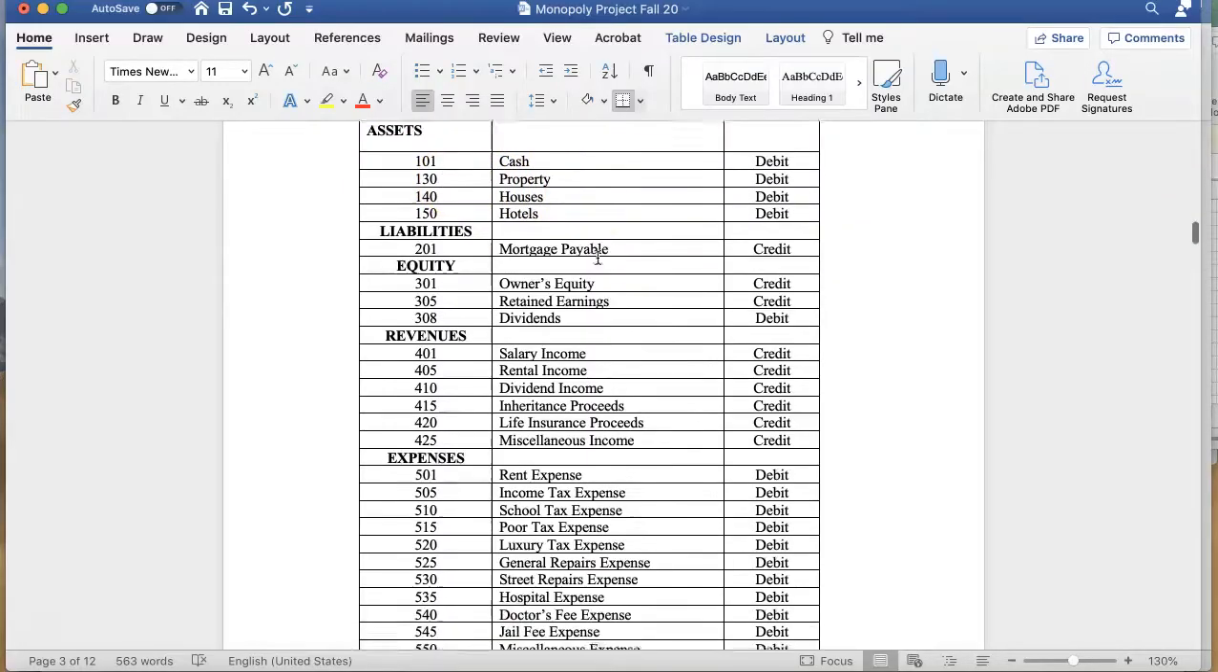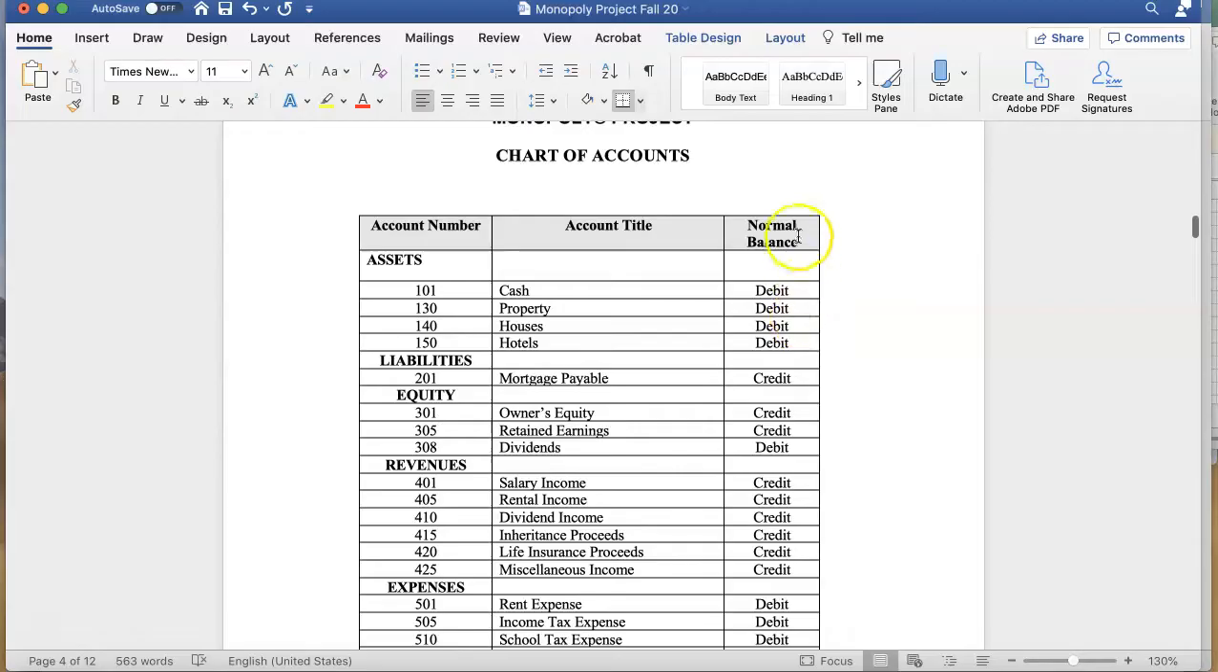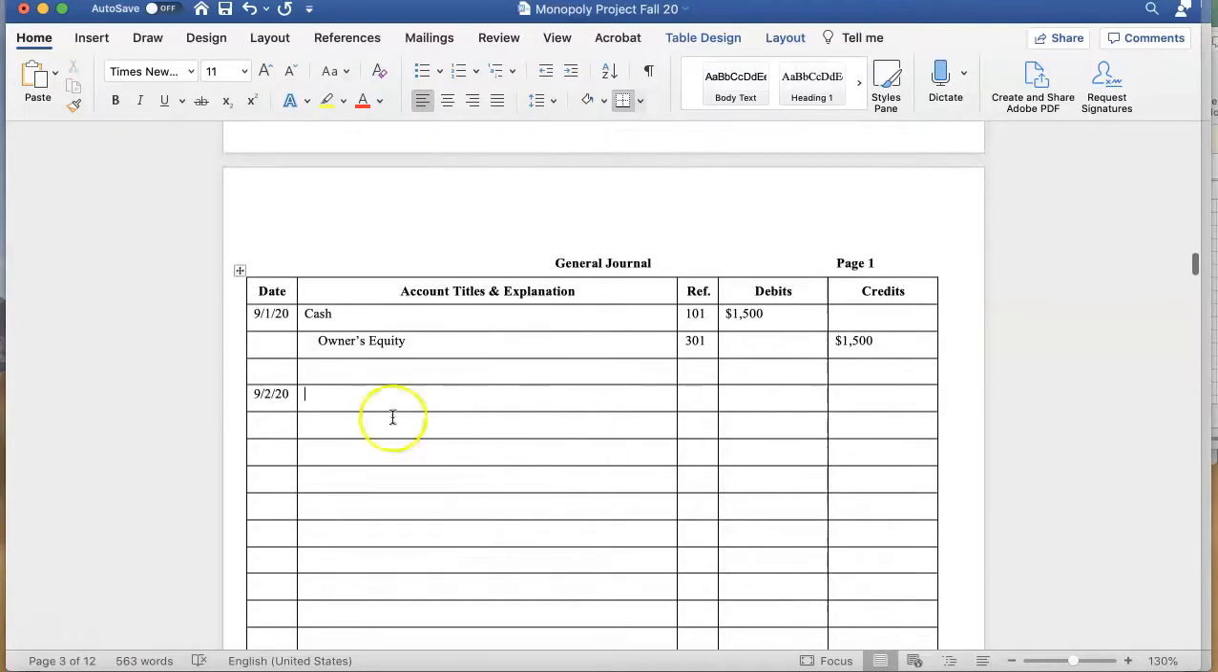And so that's where I'm going to enter this information. Now, if I look back here, it tells me to add. Normal balance means to add is to debit. So I am adding. I bought it. It's an asset. It's increasing in value. So I'm going to use the account property.